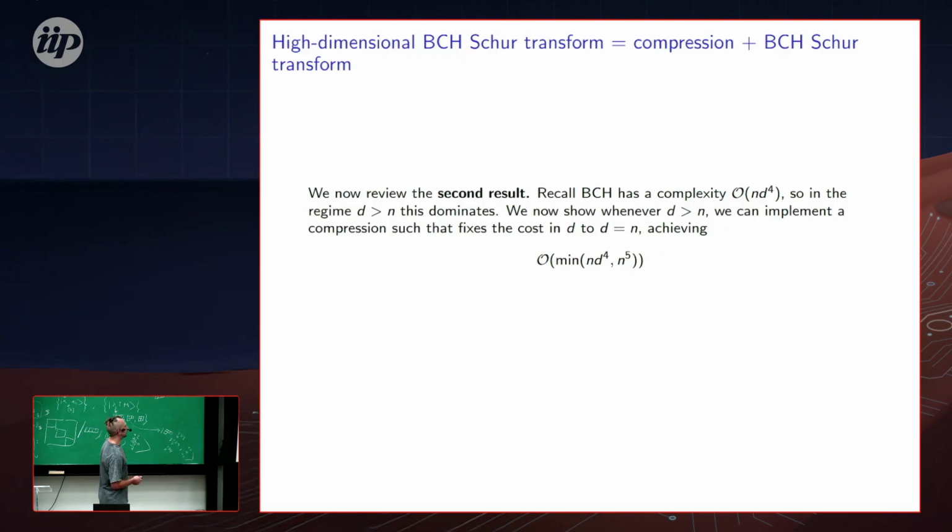I already said this. The trick is that BCH has this complexity, n d to the 4, where d is the dimension of the local registers. You have n different local registers, different qubits. There's a trick that you can compress each qubit into a qnit with d equal to n, and then apply BCH normally there. So you will basically have n times n to the 4, which is n to the 5. That's all we do. We compress, we apply BCH, and then we decode.